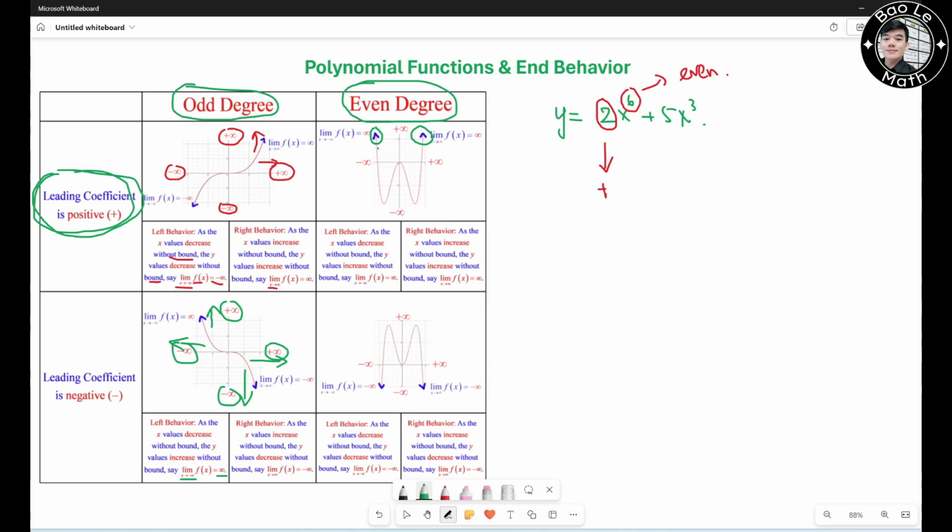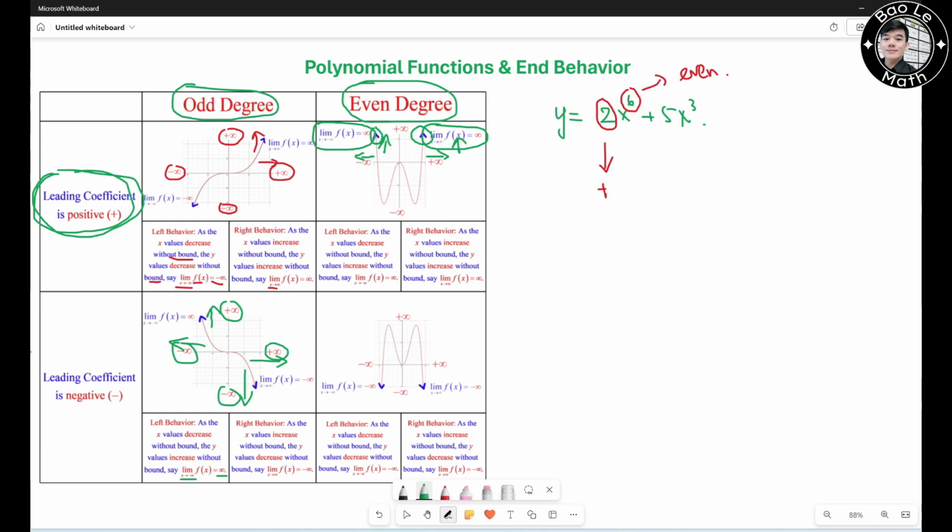In this situation, you say as the s value decreases without bound, the function increases without bound. Same thing on the right-hand side: as the s values increase without bound, the function increases without bound. Then you say the limit of the function f of s as s approaches negative infinity equals positive infinity, and the limit of the function f of s as s approaches positive infinity equals positive infinity.